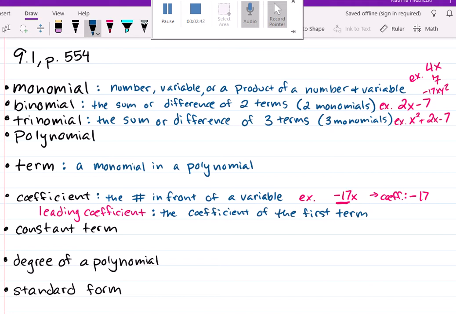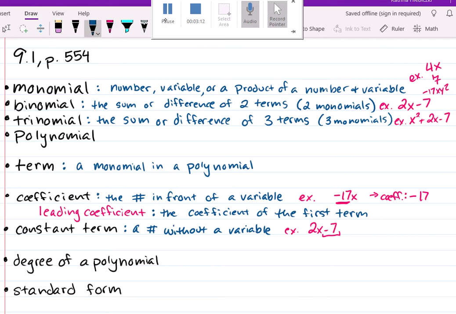So the question then becomes, how do you know if it's the first term, and what should be the first term? We'll get to that when we talk about standard form. A constant term is a number without a variable. In the previous example up above, if I had 2x minus 7, the constant term would be the negative 7.